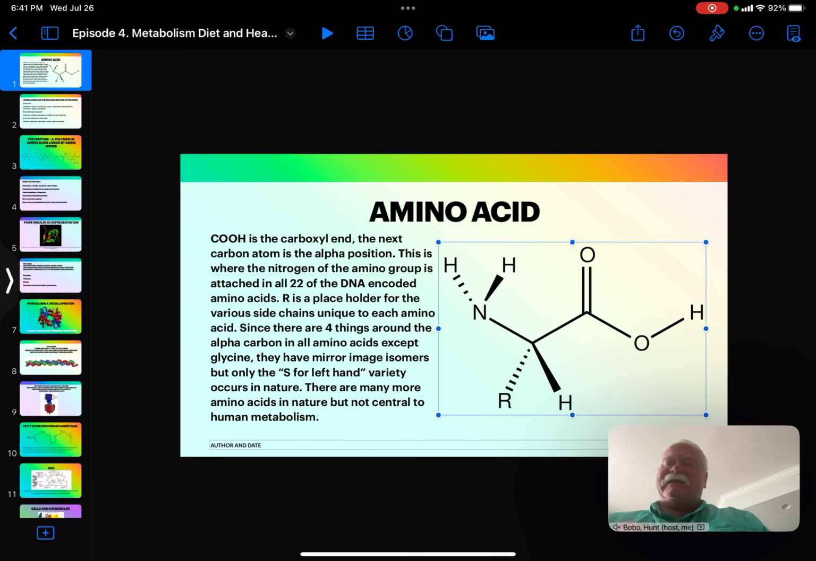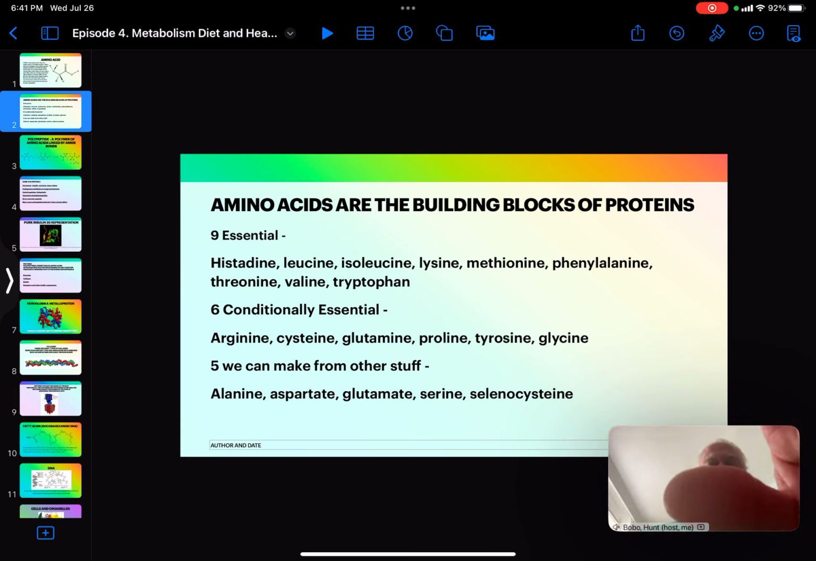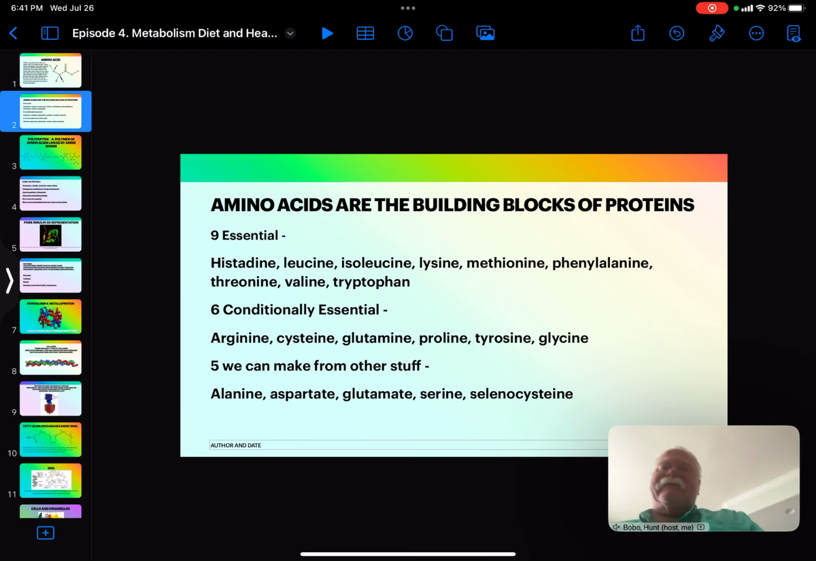So that's an amino acid, and there is a linkage between the alpha carbon amine group and the carboxylic acid on the next one. So there are 9 essential amino acids that we absolutely have to take in from the environment, period. Histidine, leucine, isoleucine, lysine, methionine, phenylalanine, threonine, valine, tryptophan. The side groups all have different characteristics, from just being a hydrogen in the case of glycine, or a methyl group in the case of alanine, to complex ring structures like tryptophan or phenylalanine.